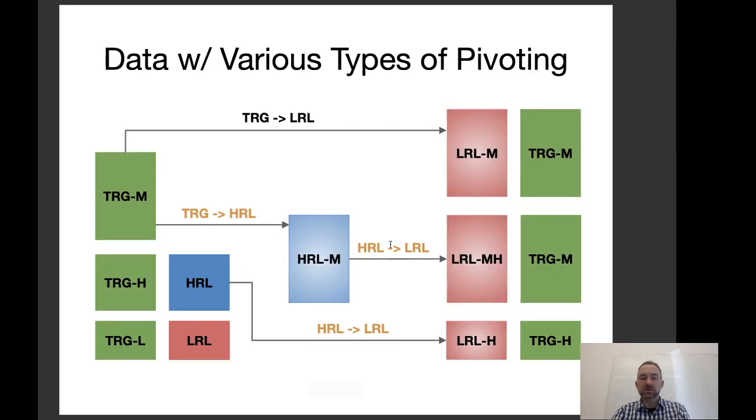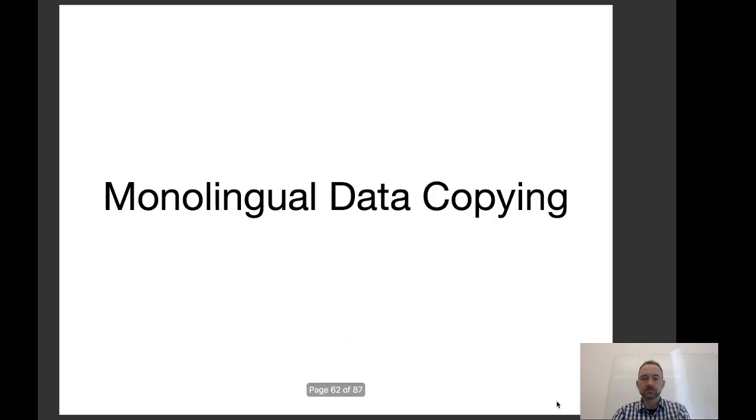So this gives us now an additional way of generating data. We translate from the target to the high-resource language and the high-resource language to the low-resource language, which gives us a large augmented data set, like I mentioned before in the data augmentation introduction slide. Okay, so this gives some examples of how we can use a high-resource language to improve translation accuracy through data augmentation. And the next thing that I'm going to talk about is monolingual data copying.